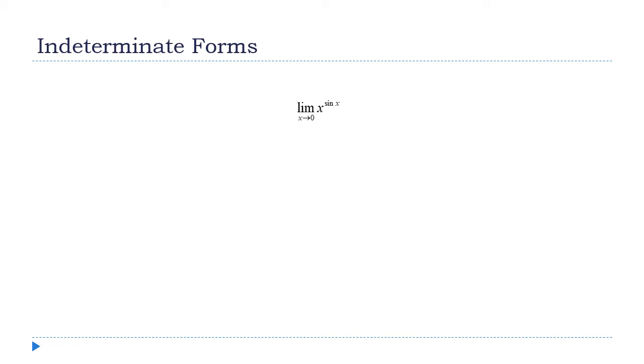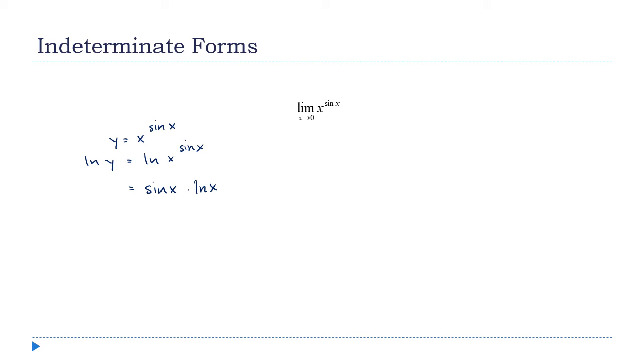All right, so you see we've got a similar situation. If I just substitute 0, I get 0 to the 0 power. So I'm going to try my same trick. Let y equal x to the sine of x. Take the logarithm of both sides. Log of y equals log of x to the sine of x, and then use our logarithm properties. Bring that sine of x out in front.